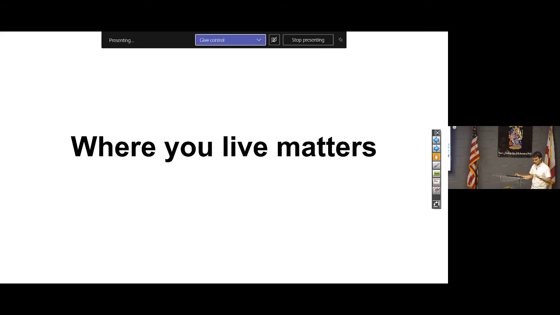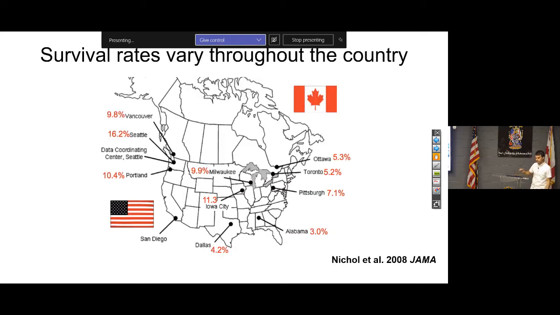And unlike pretty much any other condition, where you live really matters. There's large geographic variability in survival. So this is the Nichol paper. This is the ROC data from 2008 that sort of made waves in JAMA. This is looking at survival to hospital discharge. So this is not survival neurologically intact, which we now know is obviously the most meaningful measure that we want.